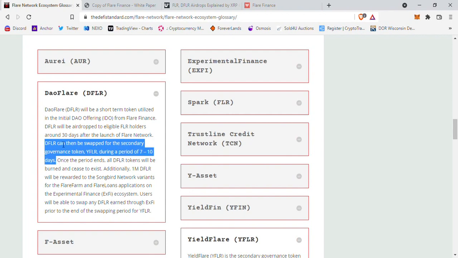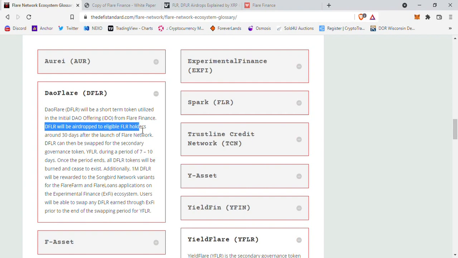So I just want to point out, the people who have the Flare token, like it says here, DFlare will be airdropped to eligible Flare holders around 30 days after the launch of Flare Network. There's going to be some questions or worries around that, really just for XRP holders, because we're expecting a Flare airdrop, and the Flare airdrop will take place before this DFlare snapshot. So you will get the maximum rewards that you deserve. So don't worry about that. Some of you won't know what I'm talking about, but I just wanted to clear up any questions that are probably going to pop up.